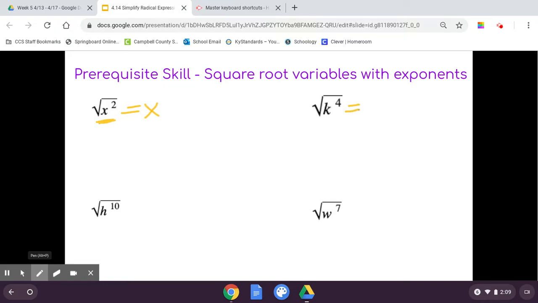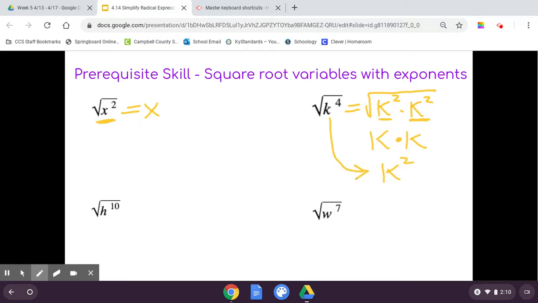So this can be separated into the square root of k squared times k squared. And when you take the square root of k squared, you get k. Well, k times k is k squared. So this is equal to that.